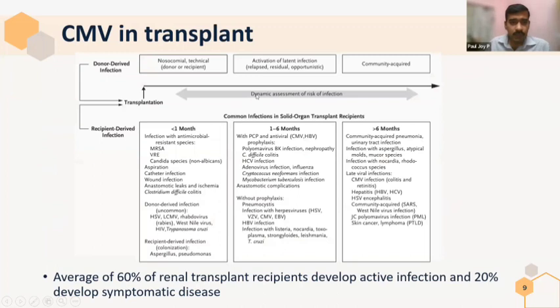The timeline of CMV post-renal transplant is that it usually happens in the first 2 to 6 months without prophylaxis, or it can happen late after 6 months, and it can present as CMV colitis or CMV retinitis. CMV has been reported as early as 10 days post-renal transplant. On average, 60% of renal transplant recipients develop active infection and 20% develop symptomatic disease.